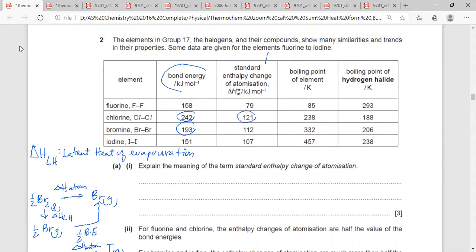This produces Cl gas. This produces 2 moles of Cl gas. But here it's not half. Here it is half, yeah, because this produces 2 F gas, this produces F gas, 1 mole. So why is it not half? Why is it bigger than this one? Because we start at different points.